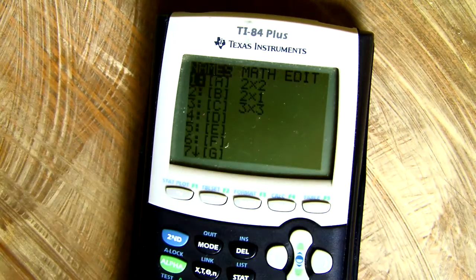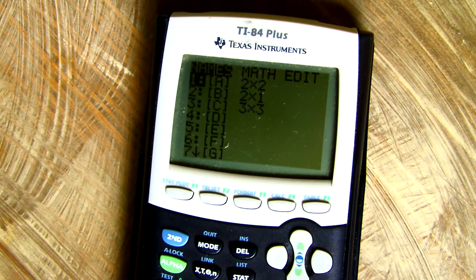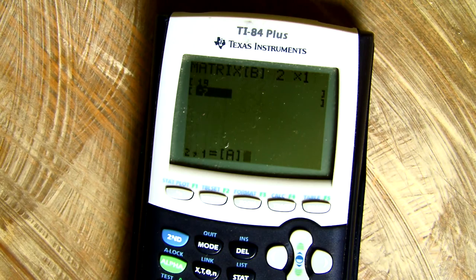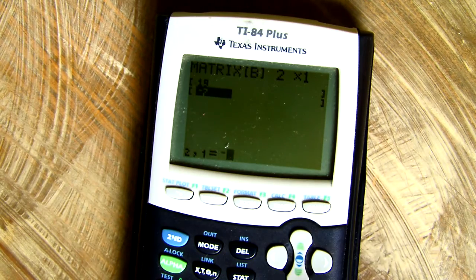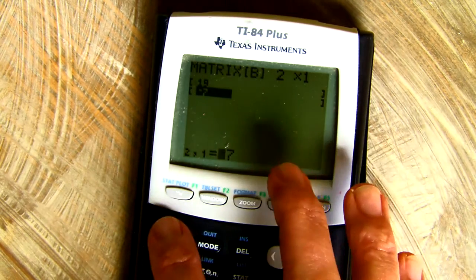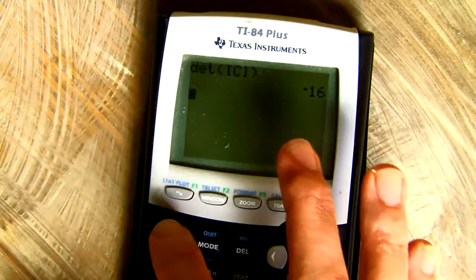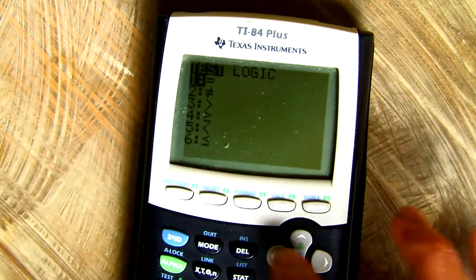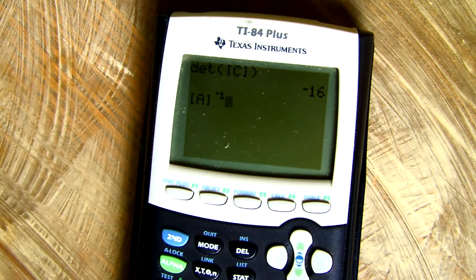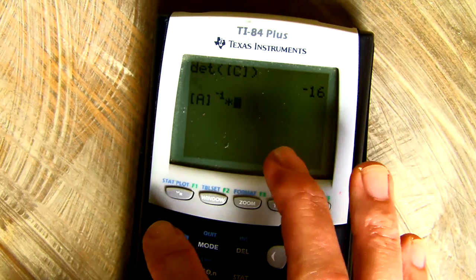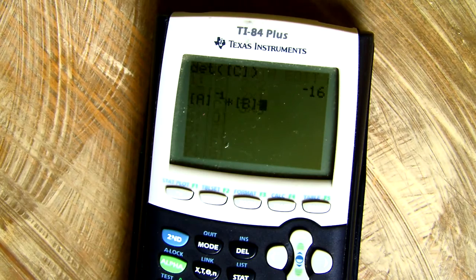And then I can call up, actually, daggone it. That happens. So that was negative 7. I never hit enter to get out of that, so I have to second quit. So I'm going to go second matrix, and I'm going to call up matrix A, but I'm going to take its inverse, and then I'm going to multiply by matrix B. And what did I get? 5, negative 3.